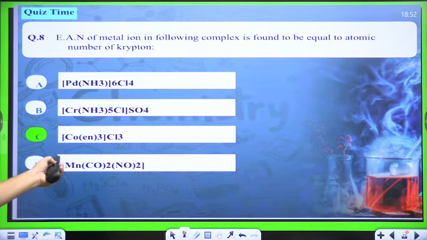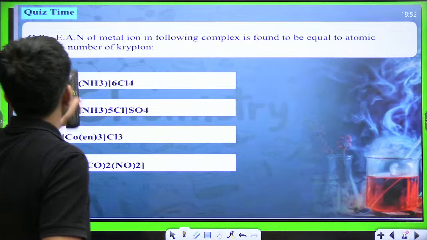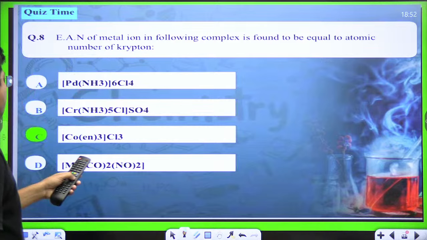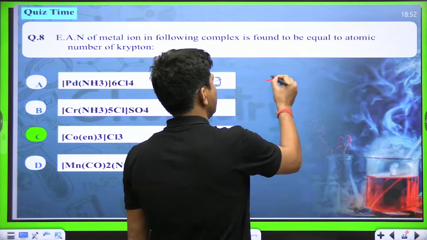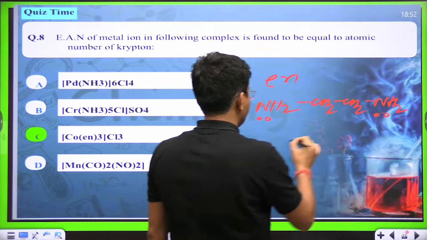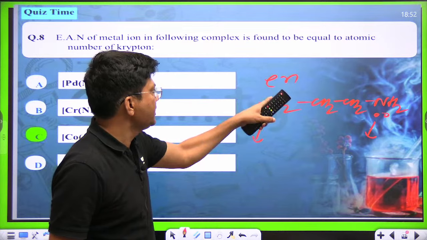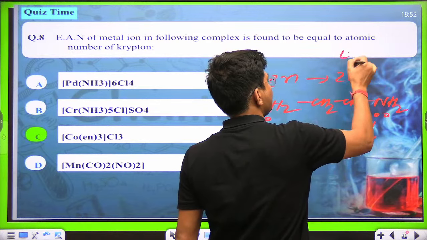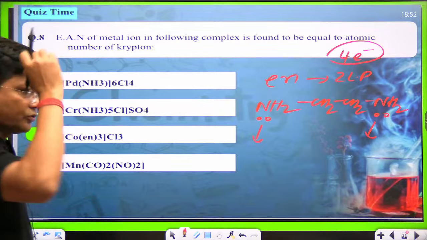Now how to do it? See, the effective atomic number of the metal in the following complex is found to be equal to the atomic number of krypton. Now, EN, what is EN, kids? EN is ethylenediamine, like NH2. This I will teach you in the coming lectures. Now, this is one donor atom and this is one donor atom, in ethylenediamine. So one EN can donate two lone pairs, or you can say four electrons it can donate. Kids, are you getting my point? It can donate 4 electrons. So fantastic, your answer is absolutely correct.